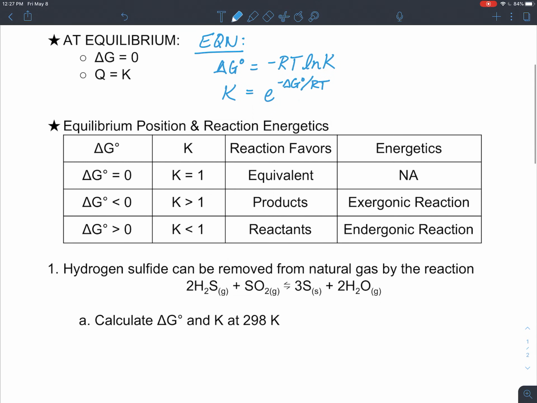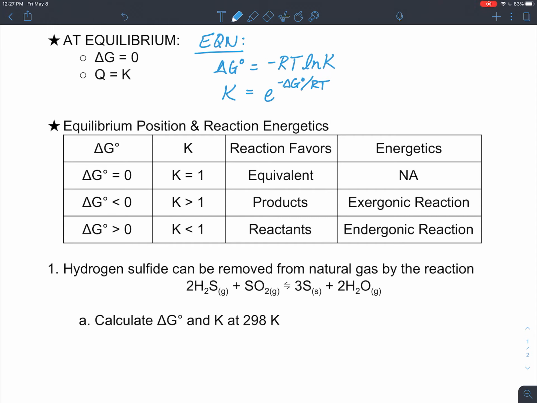All right, so here are some different scenarios for delta G versus K. So when delta G is 0, K is 1, and the reaction doesn't really favor either side, of course. If it's 1, that means that the forward and the reverse are both equivalent. And if delta G is less than 0, then K is going to be greater than 1, and that's going to favor the products. It's an exergonic reaction. And then vice versa, if delta G is greater than 0, then K is going to be less than 1, and then it's going to favor the reactants.